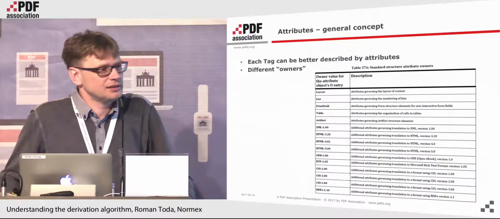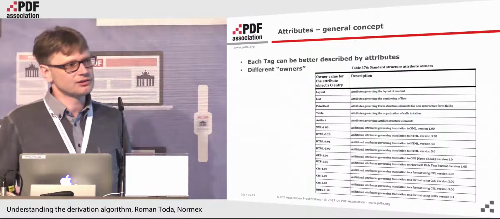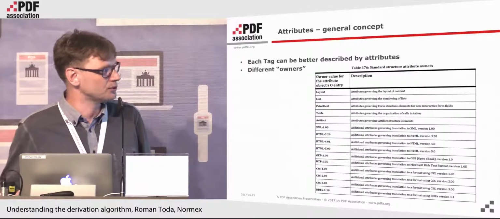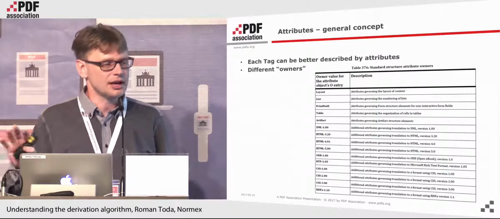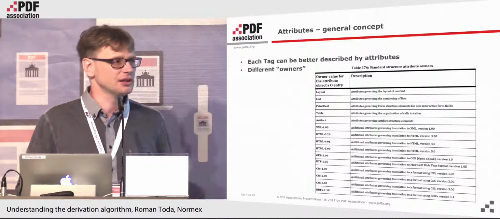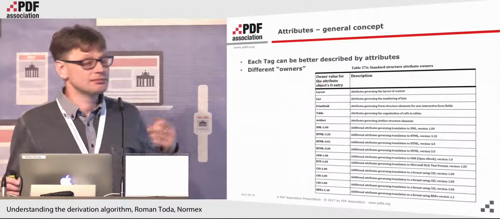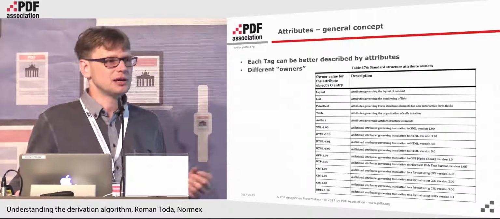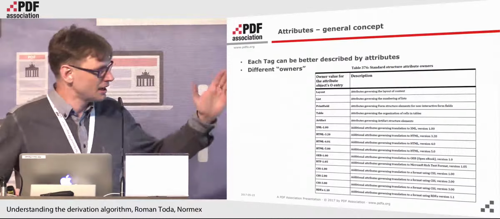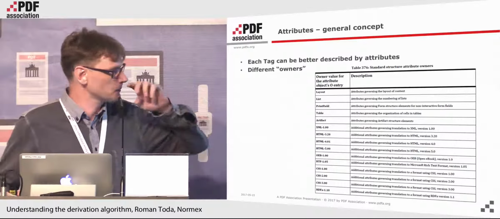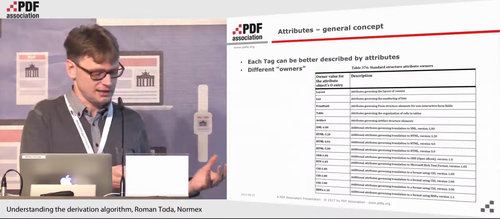This is a table from PDF 32000-2 that describes all the attribute owners you can use on a tag. Attributes are a set of parameters you can apply on each tag, right? And an attribute might be of a specific kind. In this case, we call that an owner. And there are a lot of owners, a lot of domains of attributes you can apply on a specific tag.